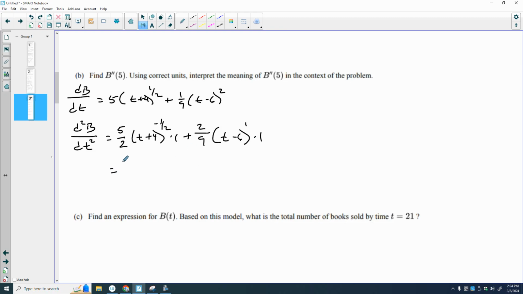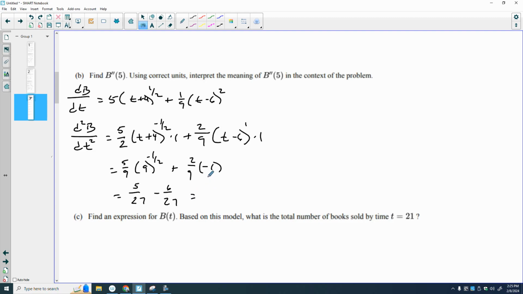Plug in 5, and I get 5/2 times 9 to the negative 1/2 plus 2/9. Plugging in 5 gives me a negative 1, and I end up with square root of 9 is 3. Negative makes it 1/3, and I get 5 over 27 minus 2 over 9, which is 6 over 9. No, 6 over 27 is what I meant. And I get negative 1 over 27.